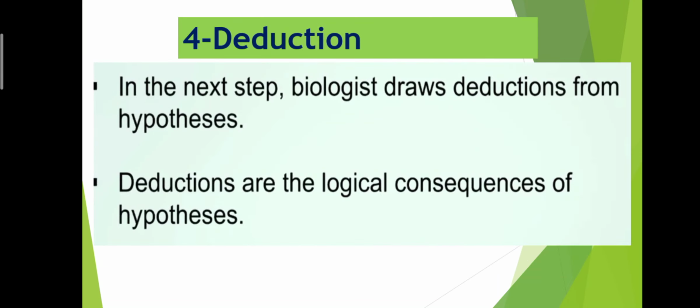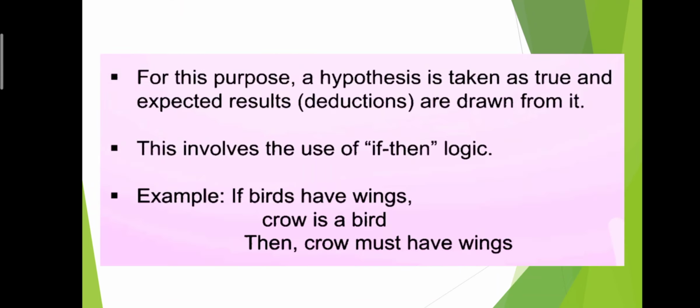Number 4, deduction. In the next step, the biologist draws deductions from the hypothesis. Deductions are the logical consequences of a hypothesis. For this purpose, a hypothesis is taken as true and expected results or deductions are drawn from it. This involves the use of if-then logic. For example, if birds have wings, and crow is a bird, then crow must have wings.